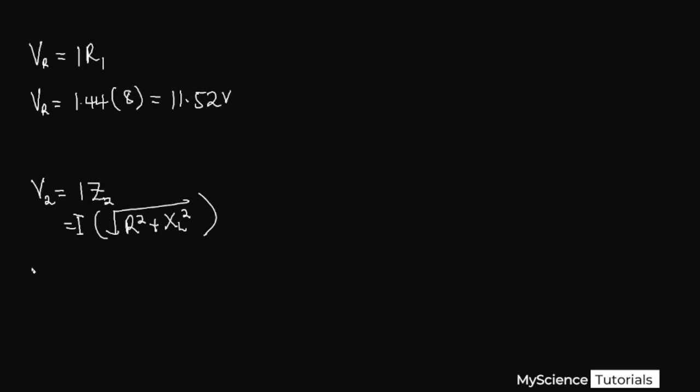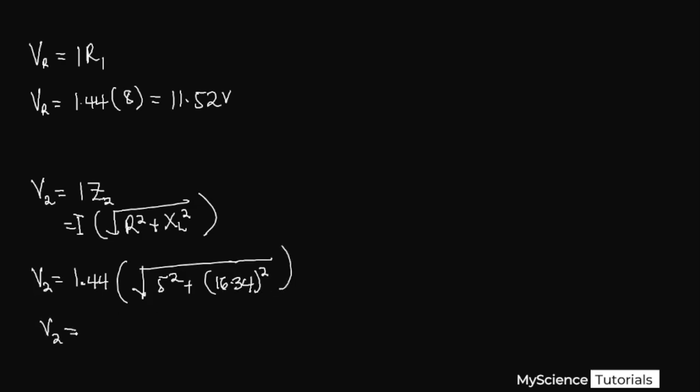So from here, our voltage drop on the second impedance will be equal to our current, 1.44, multiplied by the root of our resistor, in this case 5 squared, plus our XL, which we've already calculated, was 16.34 squared.